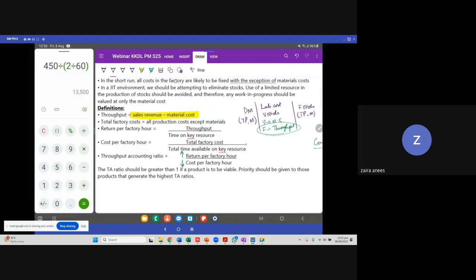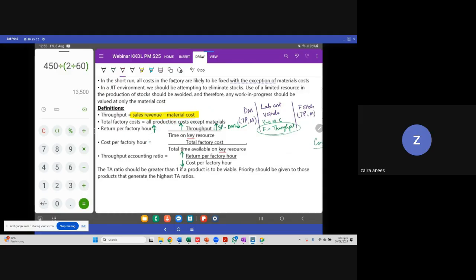How you will increase return per factory hour? If you increase throughput per unit, you will increase return per factory hour. How can you improve throughput per unit? Either you increase the selling price or you reduce the direct material. If you increase selling price, throughput per unit will increase, return per factory hour will increase, and throughput accounting ratio will increase. If you reduce direct material, it will increase throughput per unit, it will increase return per factory hour, and it will increase throughput accounting ratio.